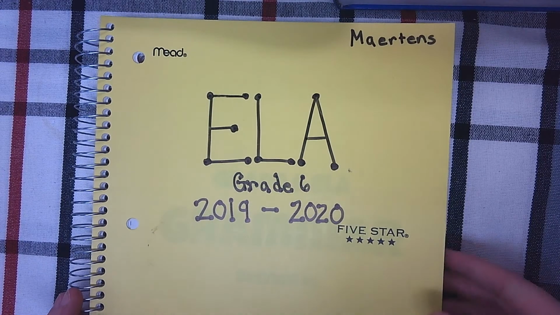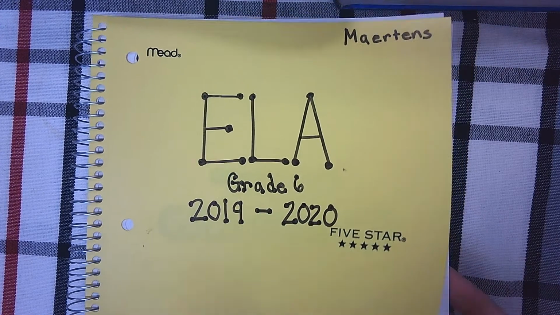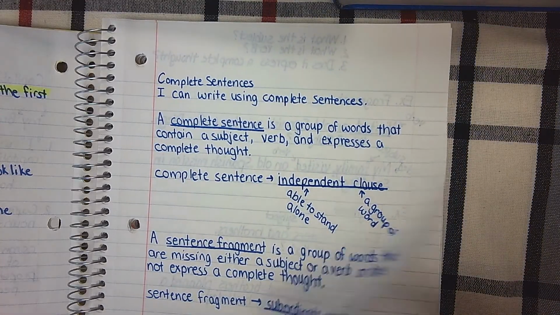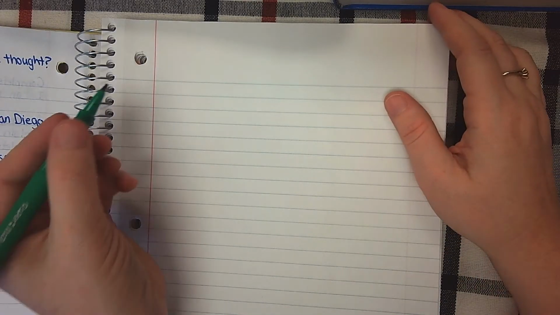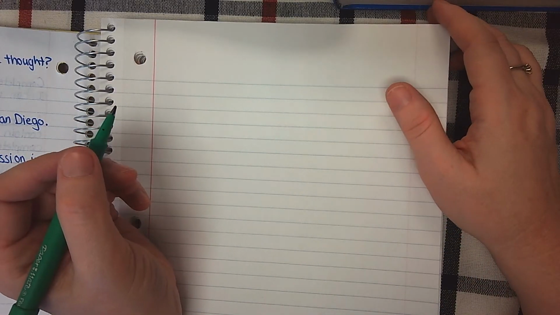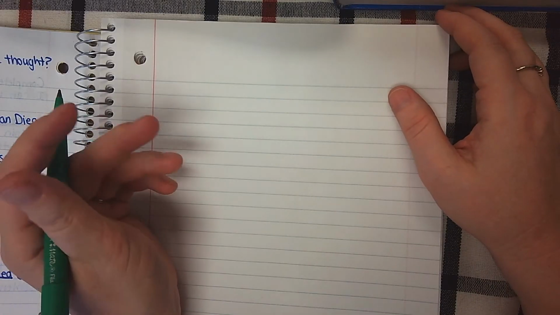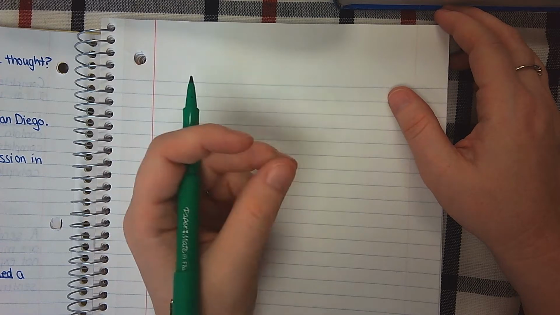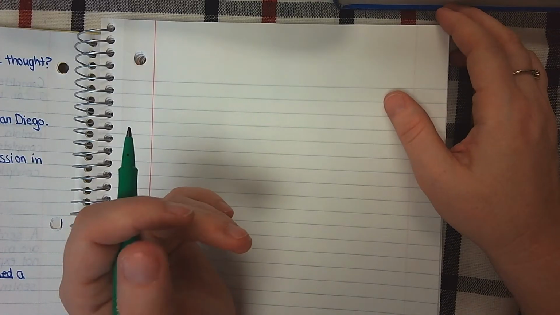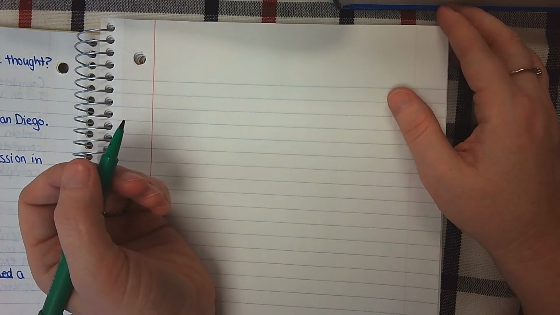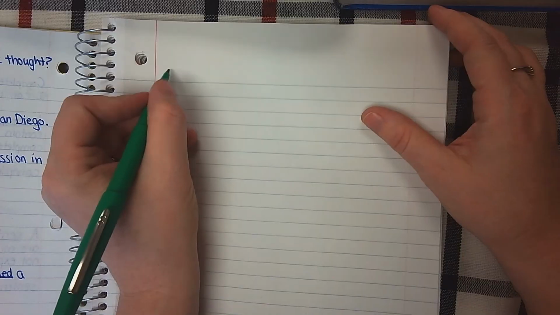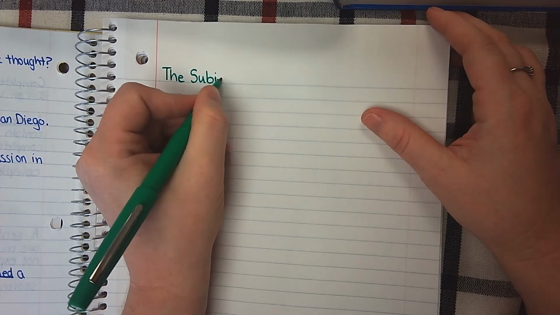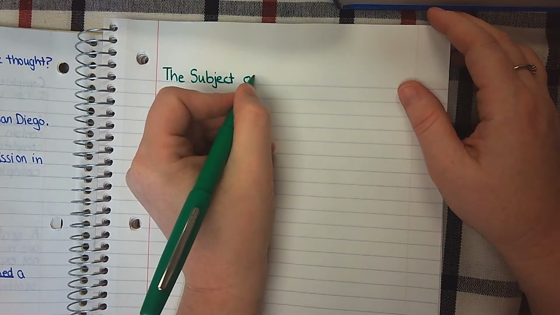Please open your ELA notebook to the grammar section and the next available page. In our last lesson, we discussed what a complete sentence was. A complete sentence contains a subject, and a complete sentence contains a verb, which we will later refer to as a predicate. Today we're going to focus on the subject. So at the top of your paper, write the subject of a sentence.